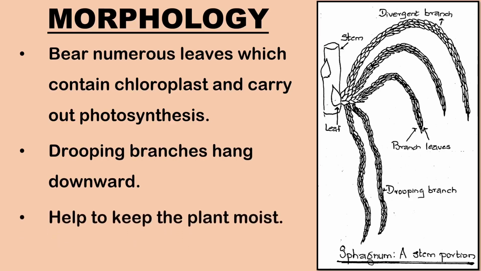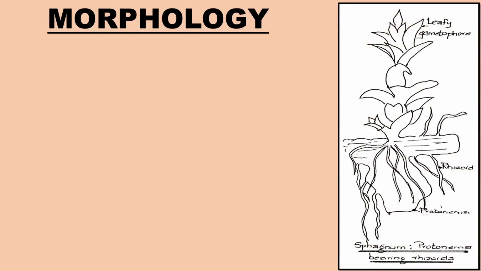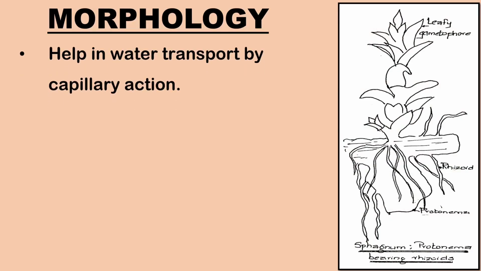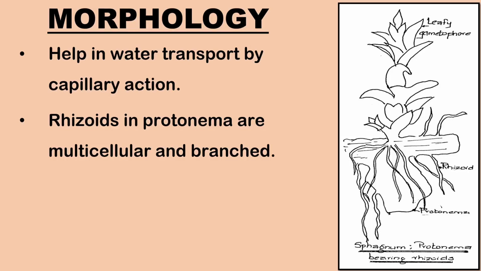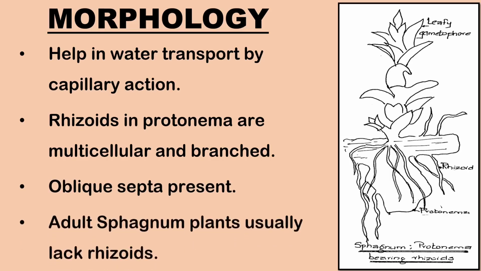They help to keep the plant moist. They help in water transport by capillary action. Rhizoids are multicellular and branched in the protonema. They show the presence of oblique septa. Adult Sphagnum plants usually lack rhizoids.